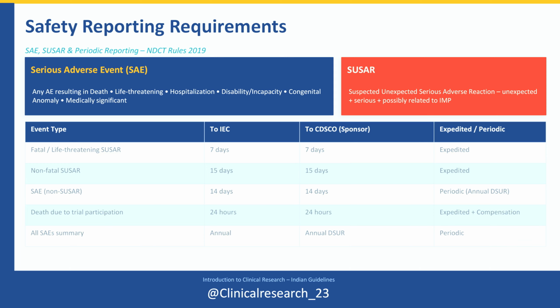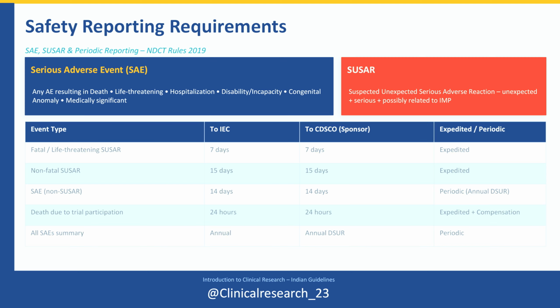In the case of death due to trial participation, the reporting must be done within 24 hours, and this is considered an expedited process, which may also involve compensation considerations. Regarding the overall summary of all SAEs, these are reported annually to the IEC and included in the DSUR for the CDSCO, making it a periodic reporting requirement.